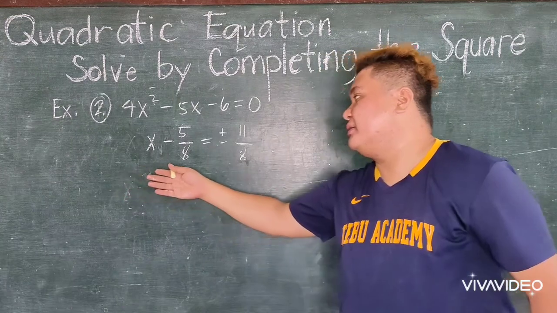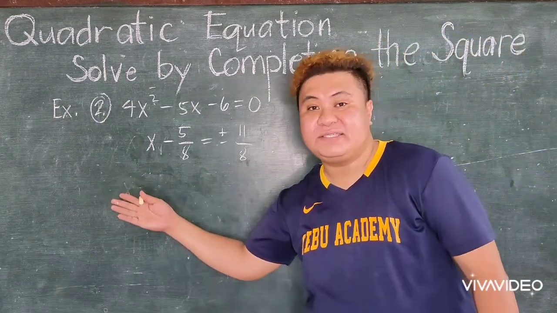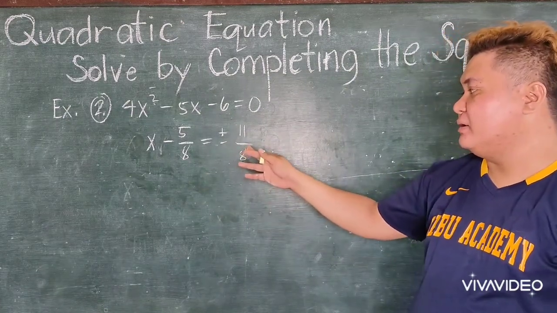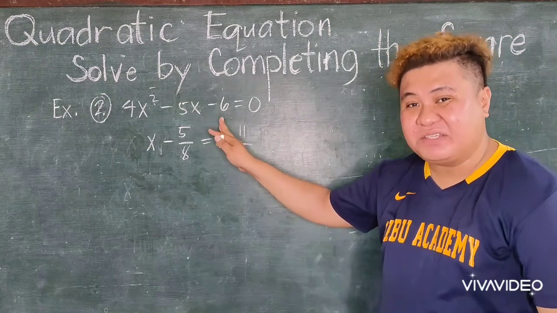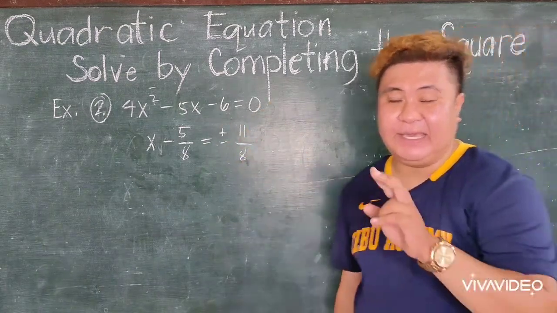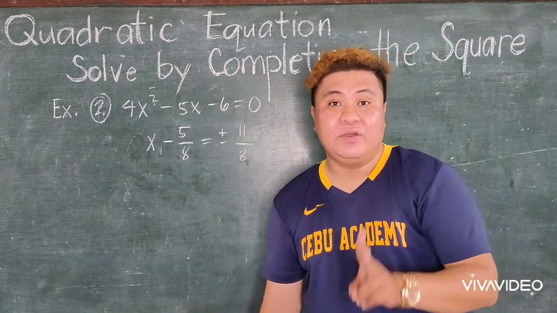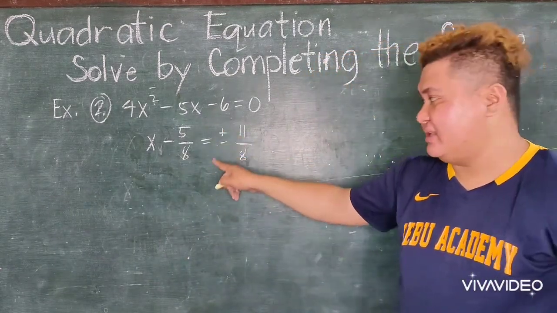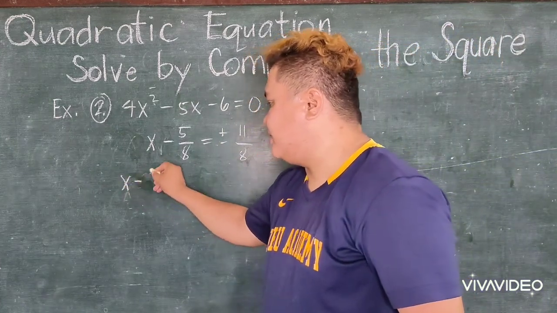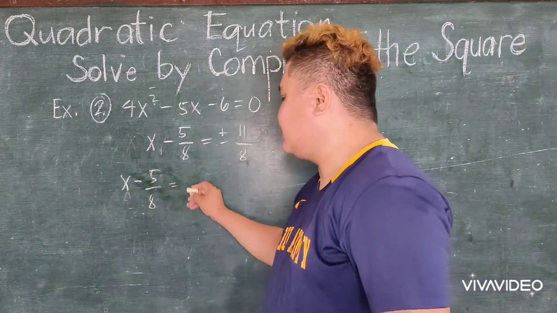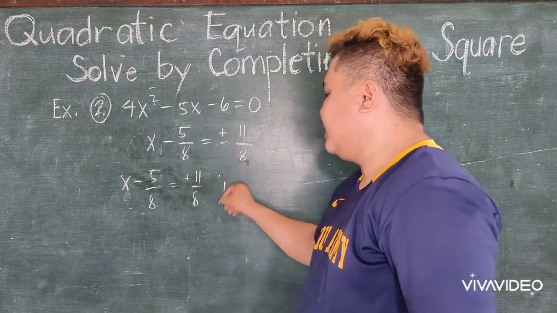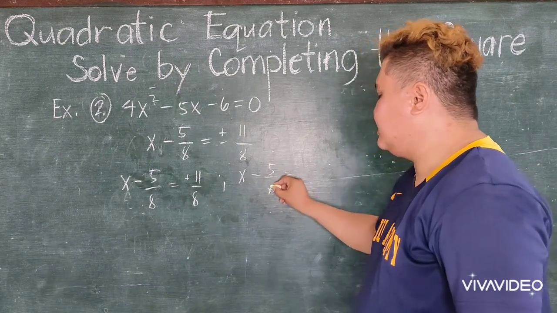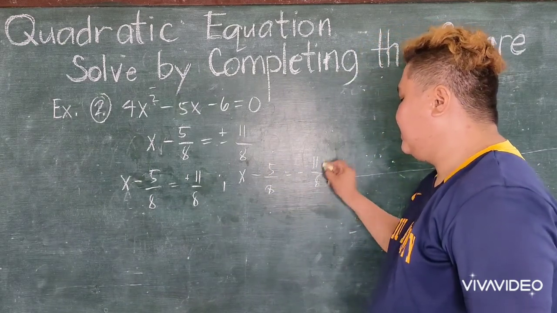So we are now at this part. x minus 5 over 8 equals positive or negative 11 over 8. Again, we have two answers for this solution, so we separate positive and negative. So we have x minus 5 over 8 equals positive 11 over 8. On the other side, we have x minus 5 over 8 equals negative 11 over 8.